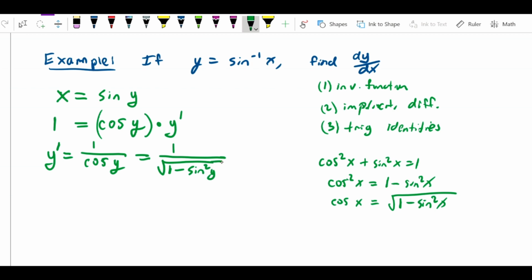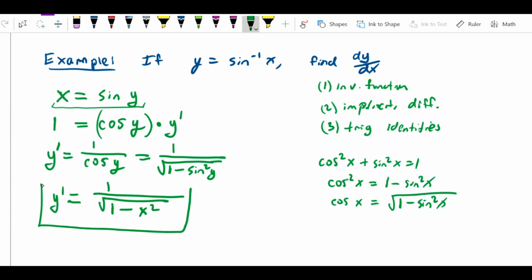Now why does that help? Well, because we know that sine y is just equal to x. So that means that y prime is equal to 1 over the square root of 1 minus, I replace sine y with x, and I just get 1 minus x squared. So that is, in fact, the derivative of the arcsine function.